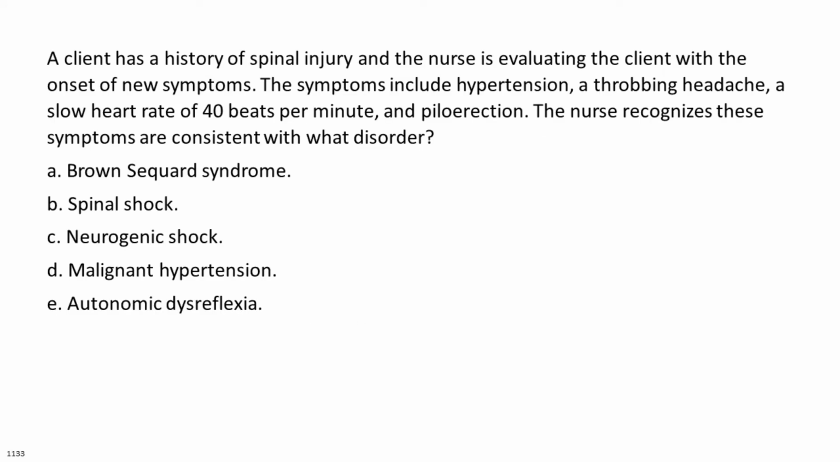A client has a history of spinal injury and the nurse is evaluating the client with the onset of new symptoms. The symptoms include hypertension, a throbbing headache, a slow heart rate of 40 beats per minute, and piloerection. The nurse recognizes these symptoms are consistent with what disorder? A. Brown-Séquard syndrome. B. Spinal shock. C. Neurogenic shock. D. Malignant hypertension. E. Autonomic dysreflexia.